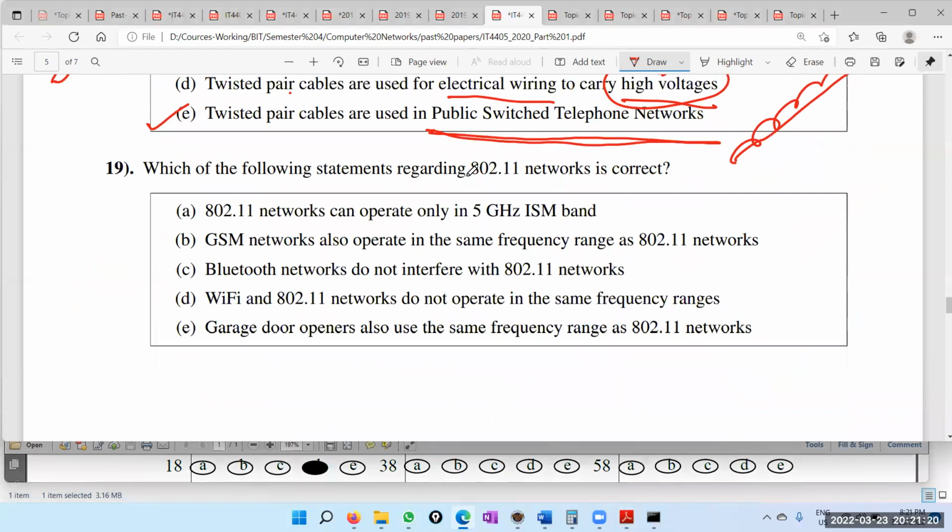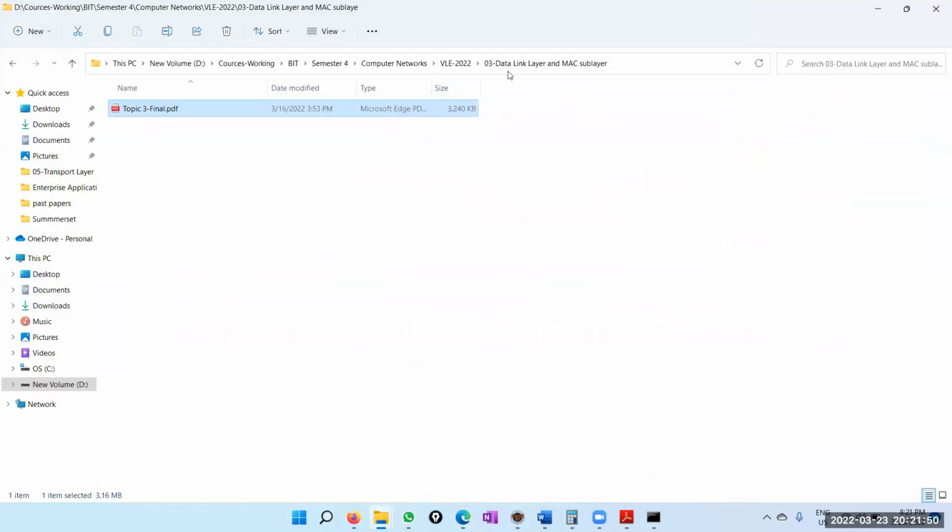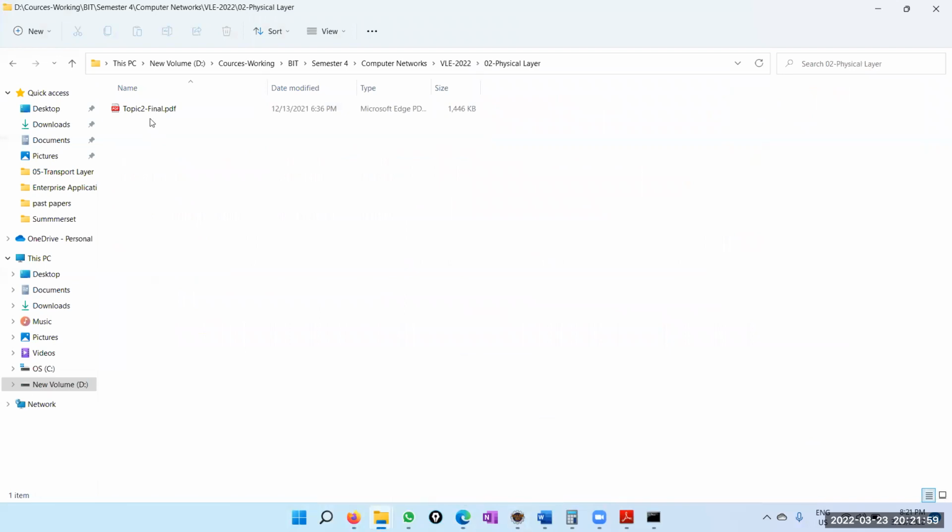Which of the following statements regarding 802.11 network is correct? 802.11 is predominantly used as Wi-Fi, right? Wireless fidelity networks. It can be used for other purposes as well, the 802.11 specification or the standard, but predominantly 802.11 is Wi-Fi. So we discussed that under the data link layer or the physical layer. I think physical layer.